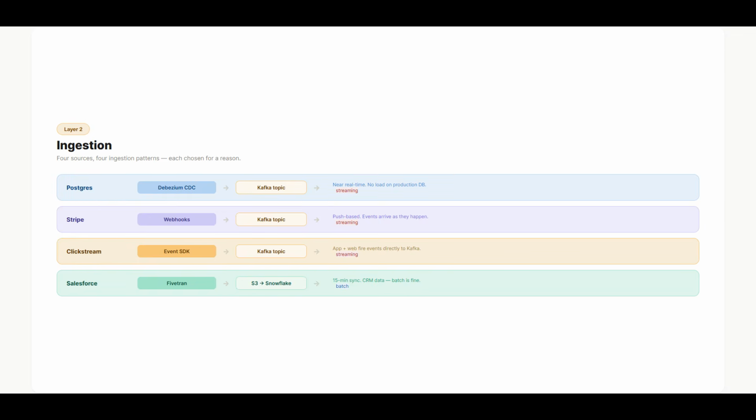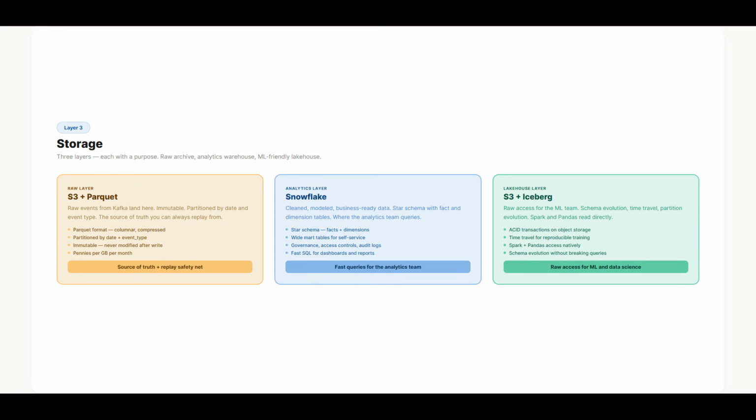Clickstream events from the app publish to another Kafka topic. Fivetran syncs Salesforce data on a 15-minute schedule. Its CRM data, batch is fine. Storage: Raw events from Kafka land in S3 in Parquet format, partitioned by date and event type. This is our immutable raw layer, the source of truth we can always replay from.